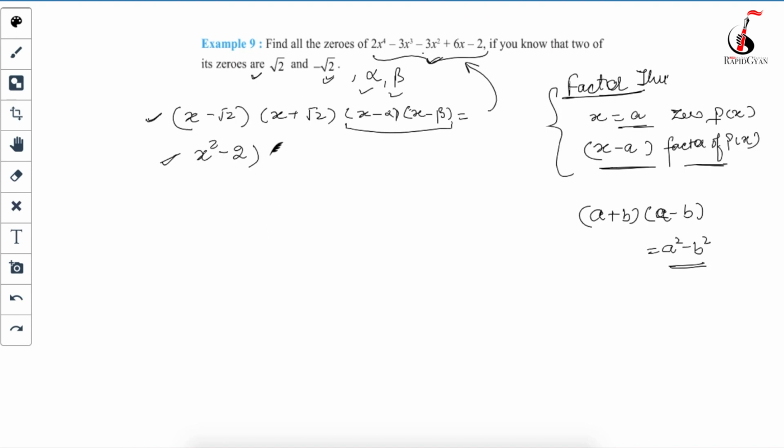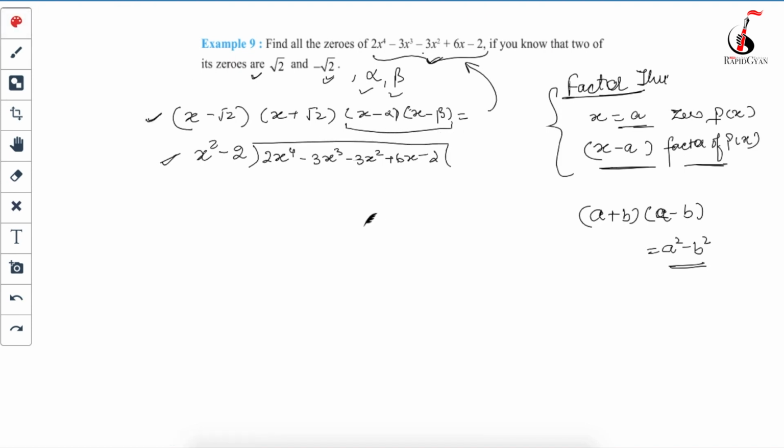Also let me write it over here. So this is your 2x to the power of 4 minus 3x cube minus 3x square plus 6x minus 2. Okay, it's minus 2. All right, let me change the color.